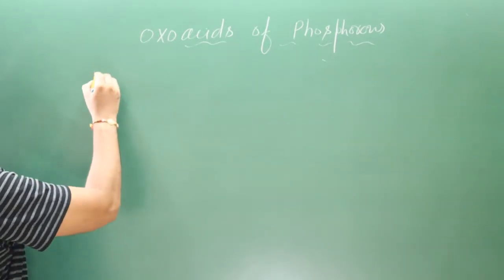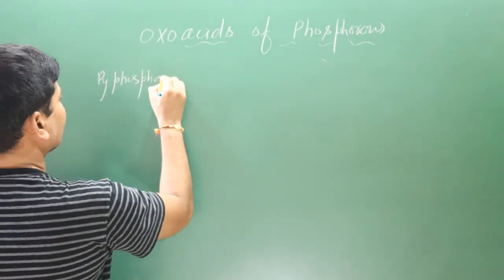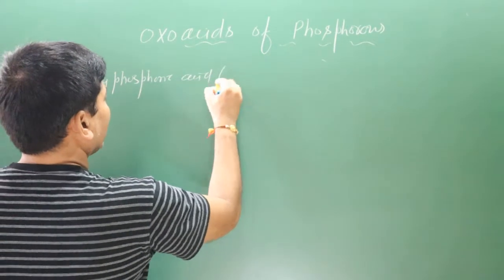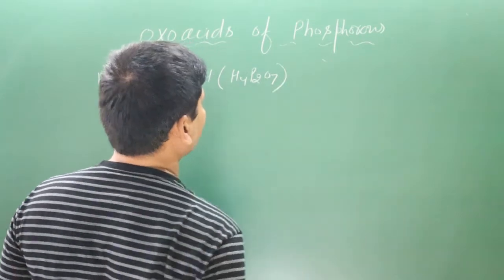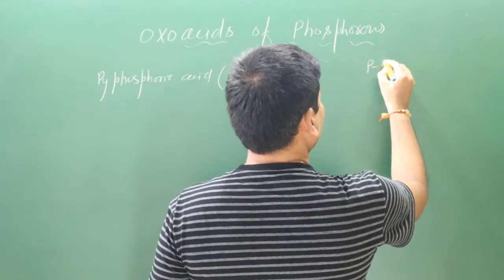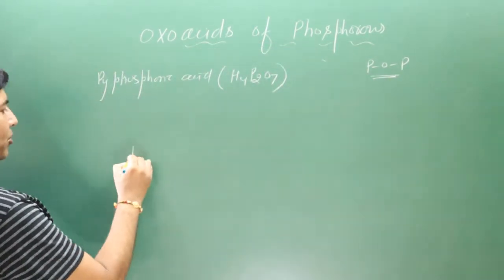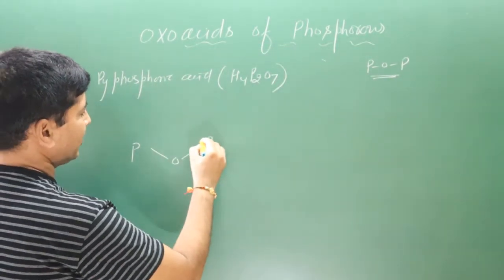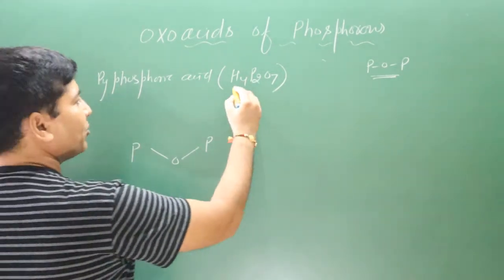Next is pyrophosphoric acid. Chemical formula is H4P2O7. Odd number of oxygen is there. That's why, you know, POP linkage will be there. We have P and P with a POP linkage. How many OH pair are there?